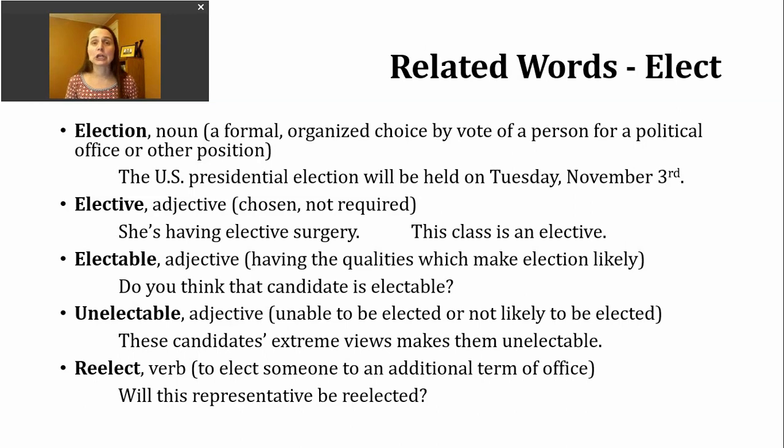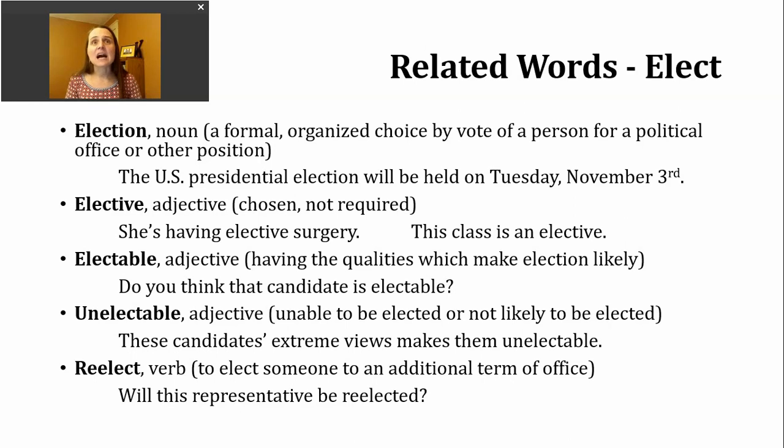The next word we're going to look at is an adjective. It's elective. The meaning here is chosen or not required. So this is connecting back to that second definition of our verb. And I have two example sentences because I thought that they both might illustrate some different ways you'll hear this used. So the first sentence is, she's having elective surgery. If you remember back to that present perfect sentence about a hip replacement, that's the idea.